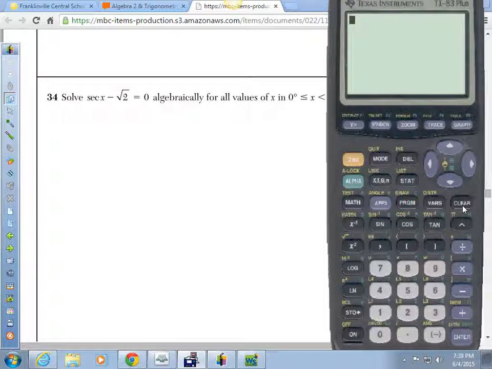I'll bite the bullet and I'll lose half credit, but I'm going to solve it graphically and get half credit. Okay? So, what mode do I need to be in? Obviously, this is trig because we have secant. Secant is a trig ratio. So mode is a concern for us.